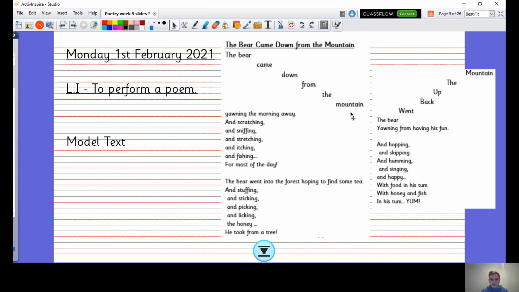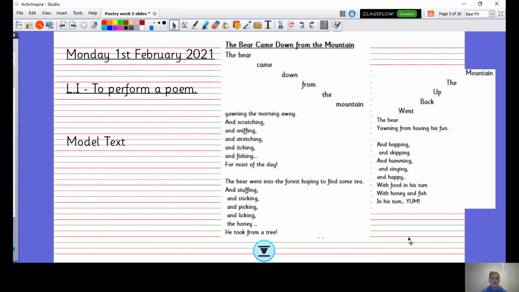The bear came down from the mountain, yawning the morning away, and scratching and sniffing and stretching and itching and fishing for most of the day. The bear went into the forest, hoping to find some tea, and stuffing and sticking and picking and licking the honey he took from a tree. The bear went back up the mountain, yawning from having his fun, and hopping and skipping and humming and singing and happy with food in his tum, with honey and fish in his tum, yum.